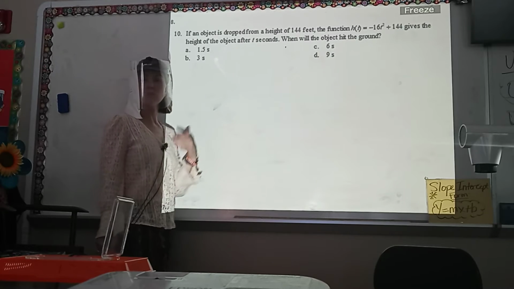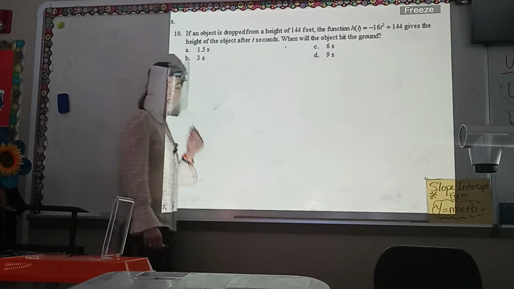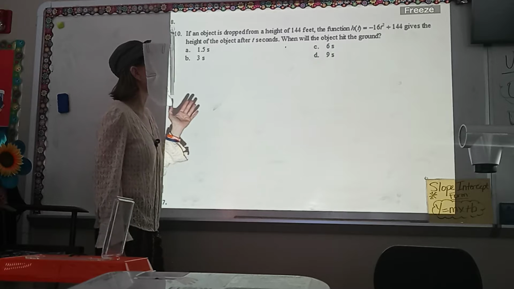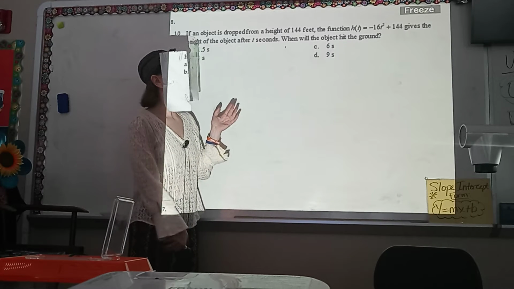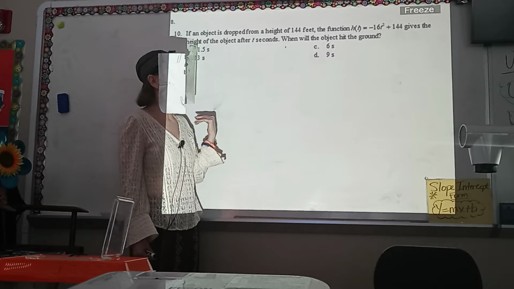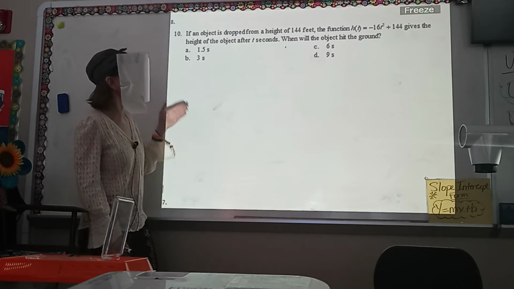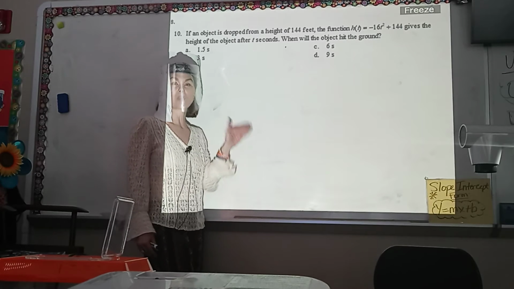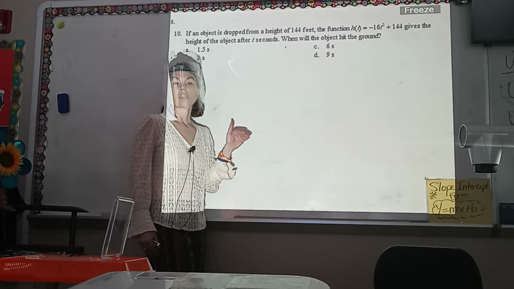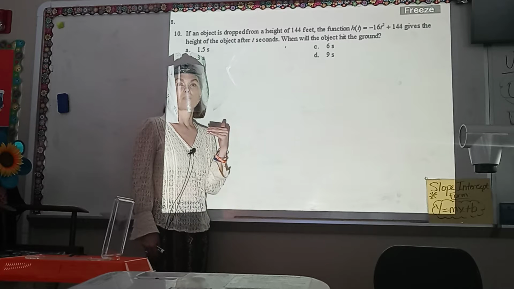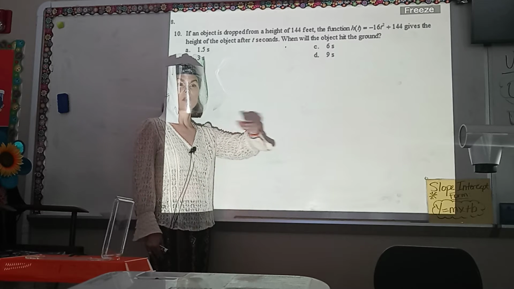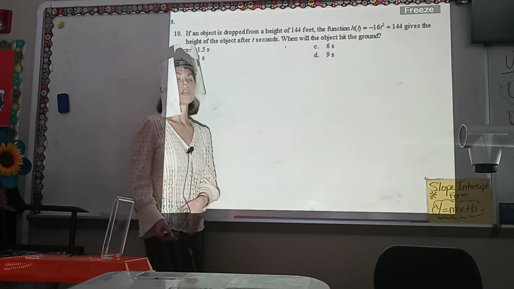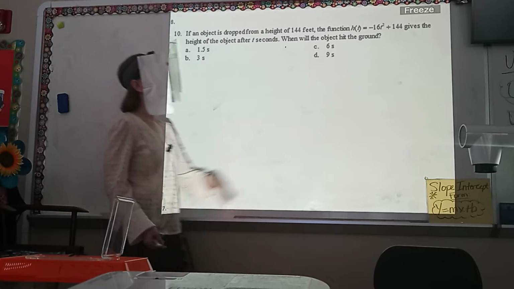So let's read the question. It says, if an object is dropped from a height of 144 feet, the function h of t equals negative 16t squared plus 144 gives the height of the object after t seconds. When will the object hit the ground? Okay, so hopefully you guys are thinking x-axis, right? When will the object hit the ground? All right, so this means we have to what?